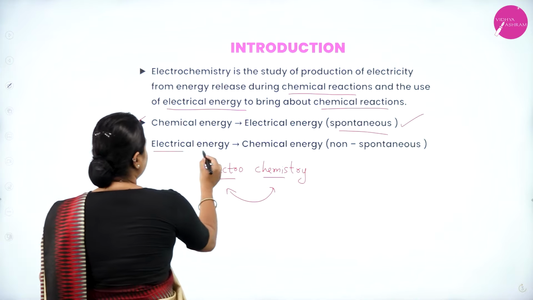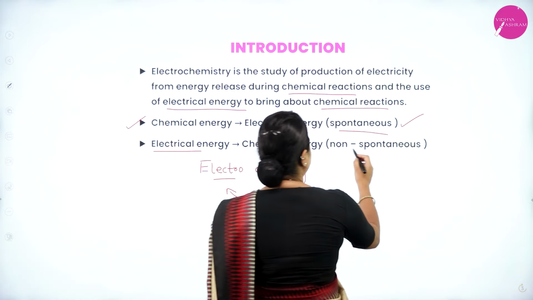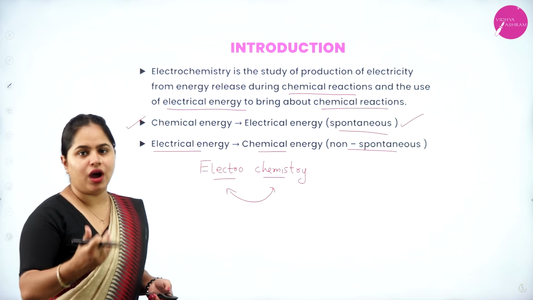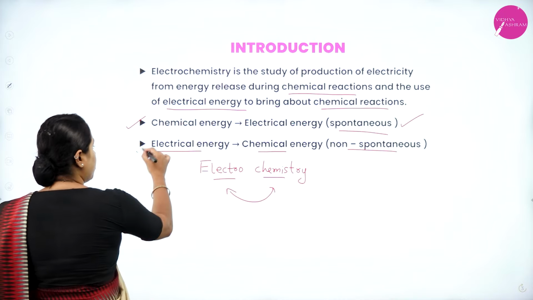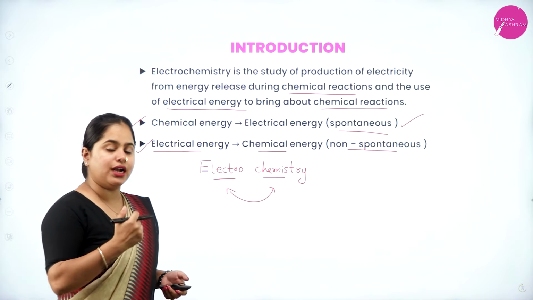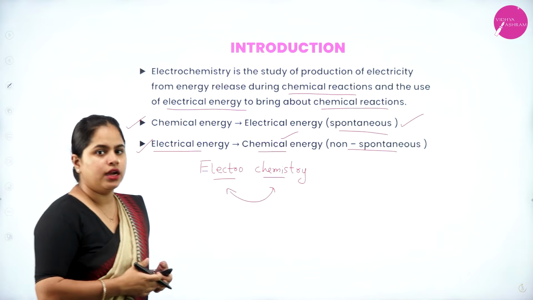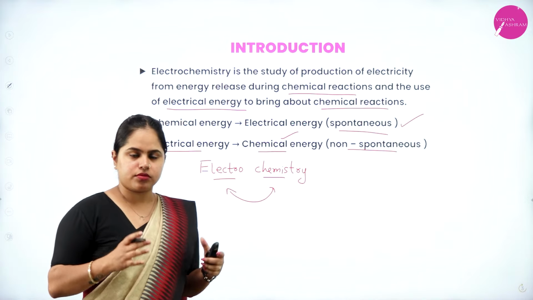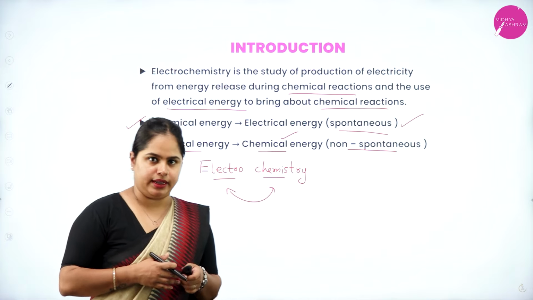Now you have electrical energy converting into chemical energy. So these are non-spontaneous. That means they need an external agency for the reaction to proceed. That means you are providing electrical energy, right? So that is the external source, so that chemical reactions will take place. So these are the two parts which we are going to study in this chapter in detail, right?